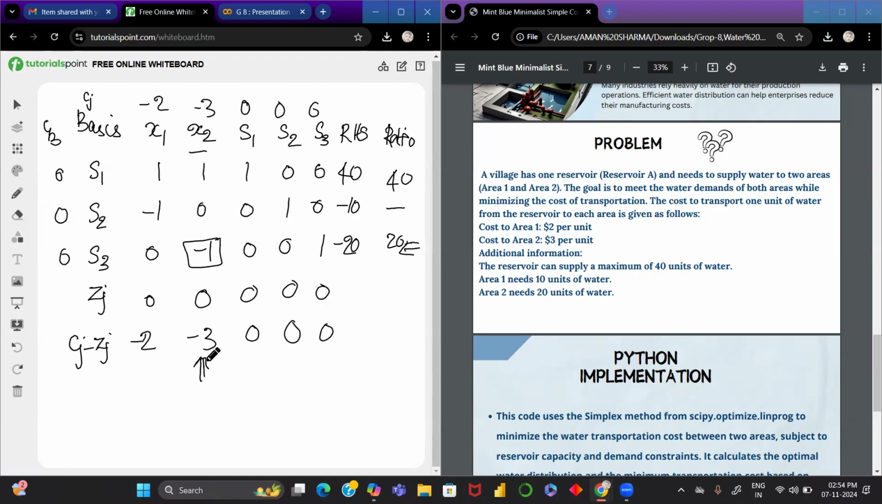We have to find the x1 and x2 values using the simplex method.